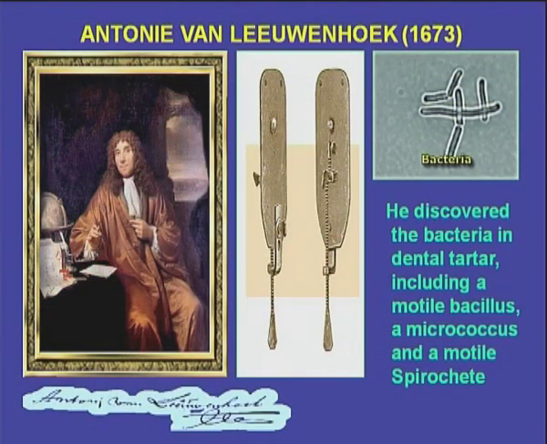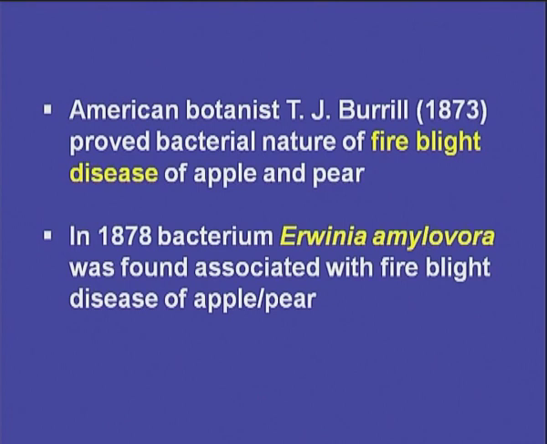This is the picture showing Anton von Leeuwenhoek, and you see this is the microscope developed by him, and he first saw bacteria of this type, as shown in the photograph. He discovered the bacteria first in dental tartar, including a motile bacillus, a micrococcus and a motile spirochete. Then American botanist T.J. Burrill in 1873 proved the bacterial nature of fire blight disease of apple and pear. And in 1878, the bacterium Erwinia amylovora was found associated with this fire blight disease.